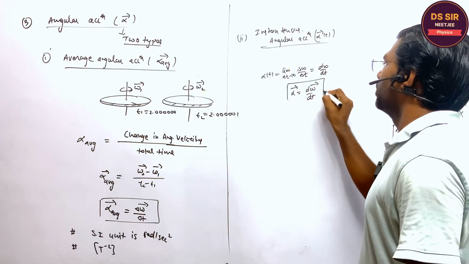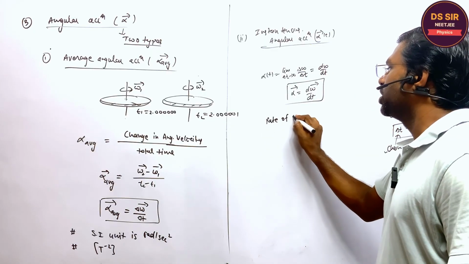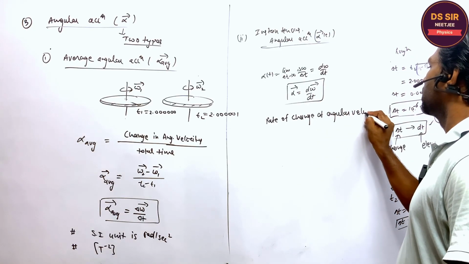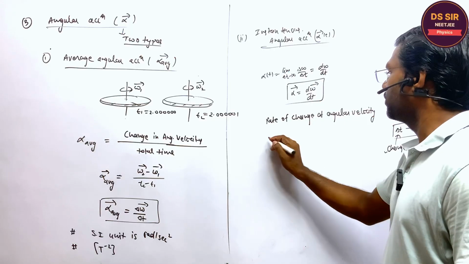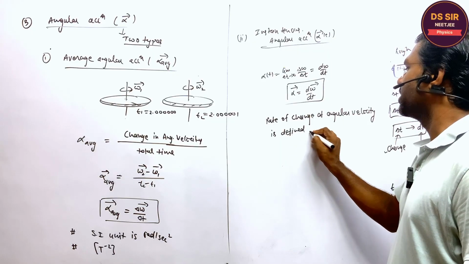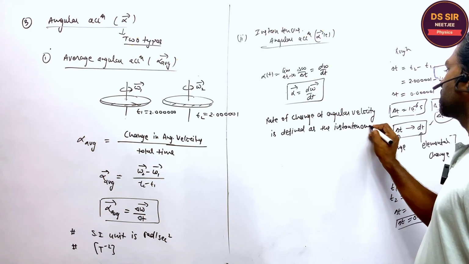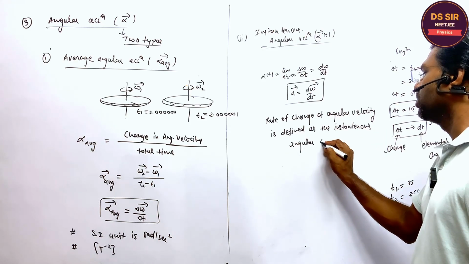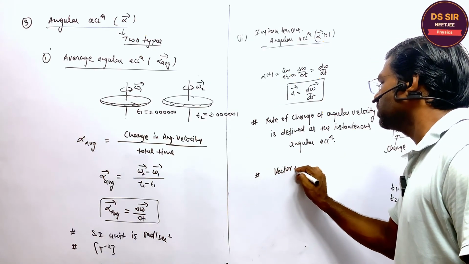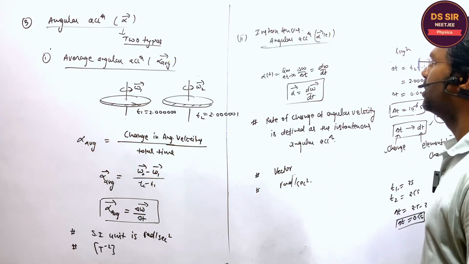In vector form, you may write it like this. That is the rate of change of angular velocity. Rate of change of angular velocity at a particular instant is defined as the instantaneous angular acceleration. Is it clear or not? It is a vector quantity as usual, and the SI unit is again radian per second square. No difference in that. Do you understand this?